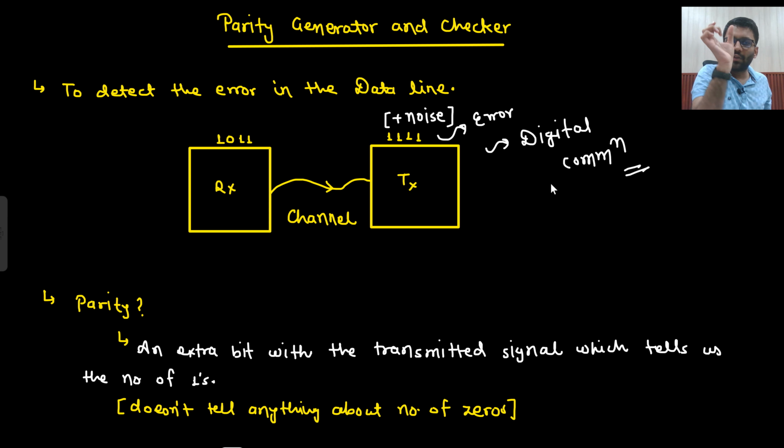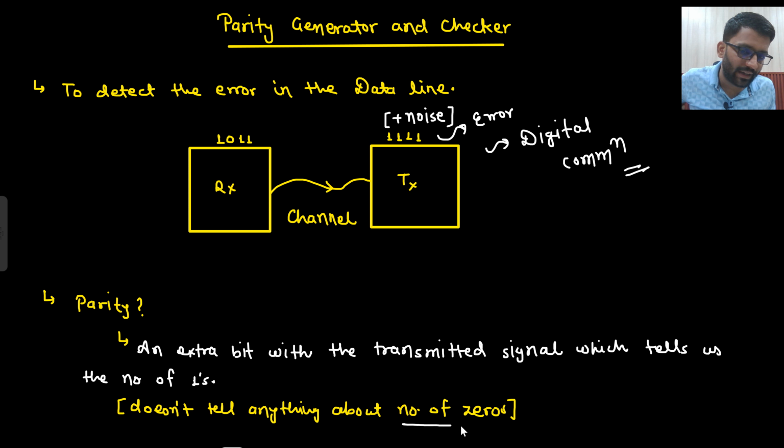So now what will parity bit do? Parity bit will only tell that there is an error. It will not tell where the error is, whether in this bit or in this bit. Parity bit will only tell that there is an error. So what does parity define? Parity simply defines the number of ones. You just need to remember this line. Parity simply defines the number of ones, it has nothing to do with the number of zeros.